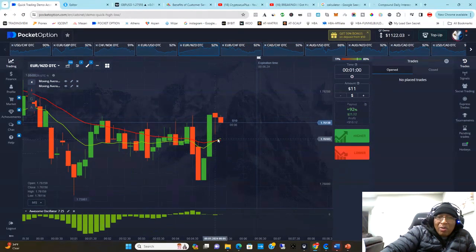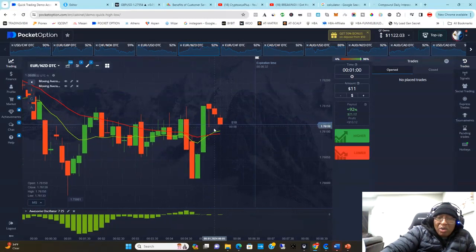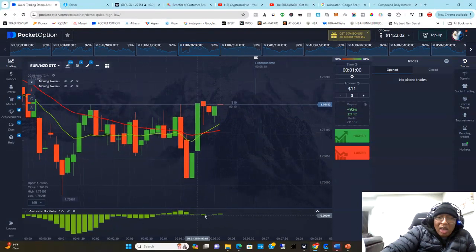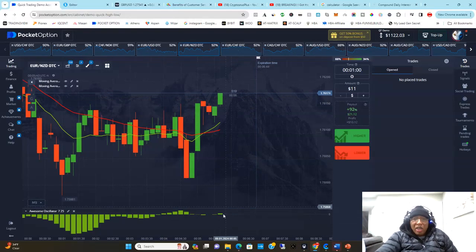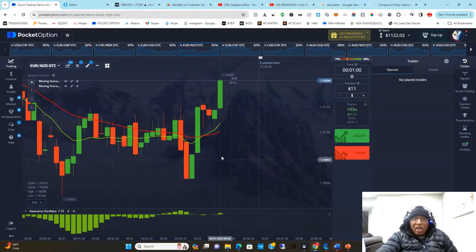Okay, here we go. Again, here it's different. You can see the Awesome Oscillator is not in agreement at all. Okay, you can see this would not be a good one for me to take. You can see this has crossed, but you can see the Awesome Oscillator is not in agreement. It has to be growing up, going upwards. Okay, like now it is growing, so I'm gonna wait and see.